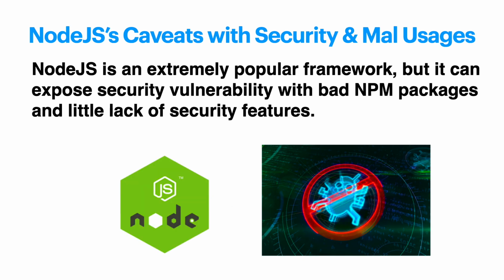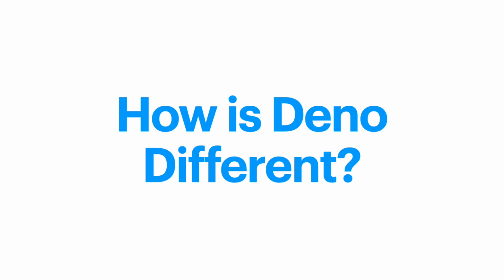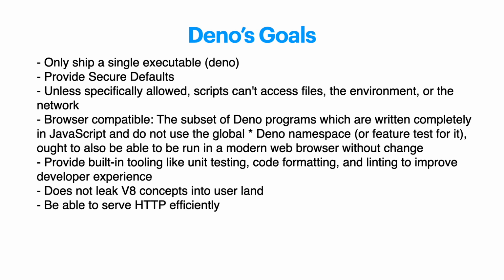While Node.js is an extremely popular framework, it can expose security vulnerabilities with bad npm packages and a little lack of security features. So it's kind of a little vulnerable and some security features are left to be desired. So Ryan realized these flaws and invented a new tool again, and it's Deno. And that's why we're here today. So how is Deno different though? What makes Deno different? Let's go find out.